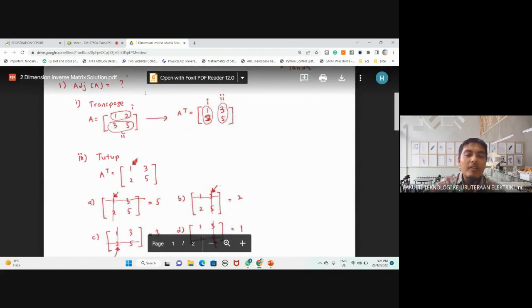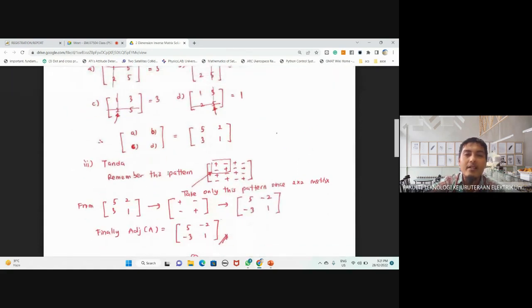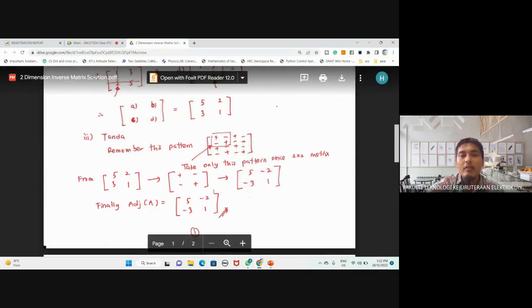Transpose done, tutup done, and finally tanda. Since this is a second order system, this is the tanda pattern. You must remember this pattern: positive, negative, alternate. Positive, and then the rest will alternate. Since this is a second order system, you just take only 2 by 2 from the top. The tutup result is 5, 2, 3, 1, and then you apply the tanda. 5 is multiplied with the positive, 2 with the negative, 3 with the negative, 1 with the positive. So it becomes 5, negative 2, negative 3, and 1. This is the result for the adjoint of A.